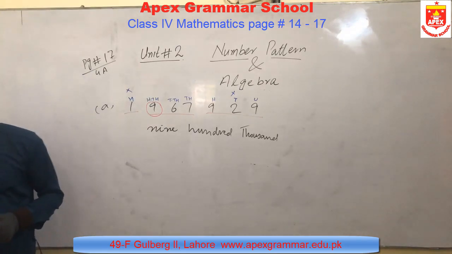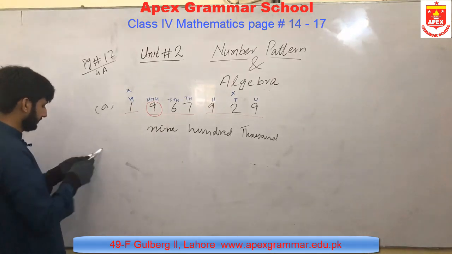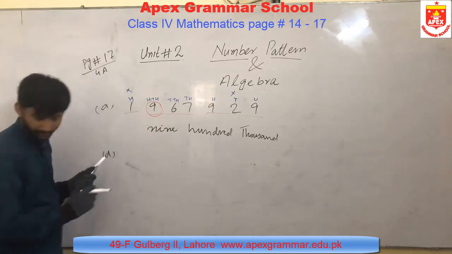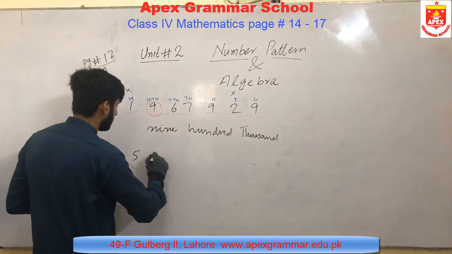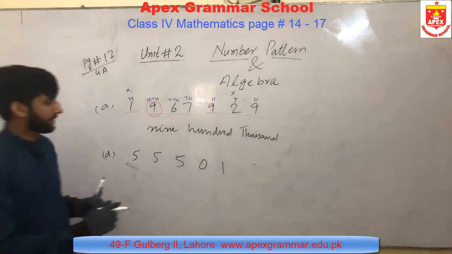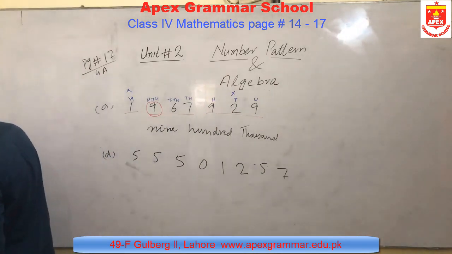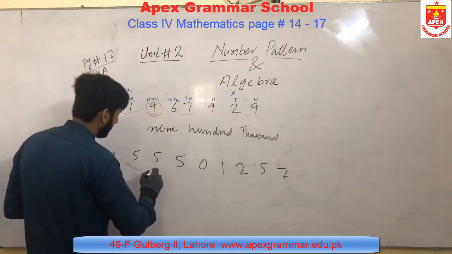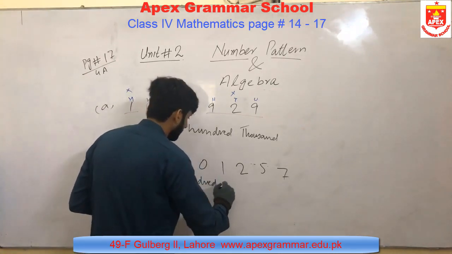Last part I am going to solve for you. This is D part. The number is given 5,501,257. The digit we have to circle will be on the position 500,000.